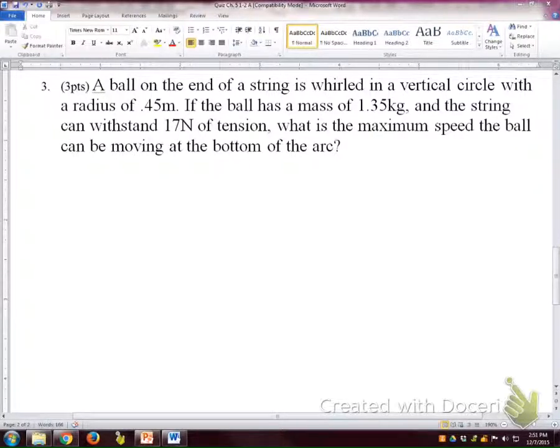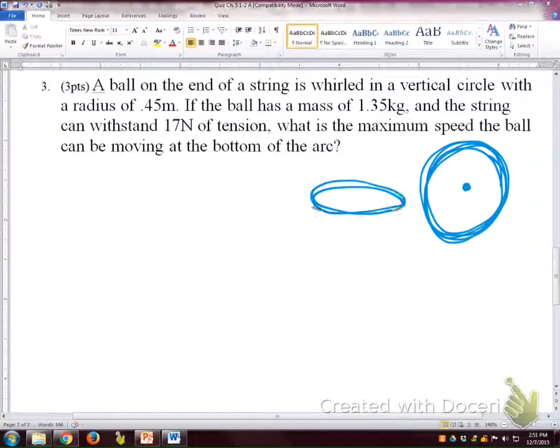Okay, we're only looking here for the bottom of the arc. So what this is saying is that if we're whirling a ball in a vertical circle, that means we're standing here and our ball is moving in a circle like this. Okay, we're not looking at a horizontal pattern. We're looking at a vertical pattern. So our ball is swirling in a vertical circle.